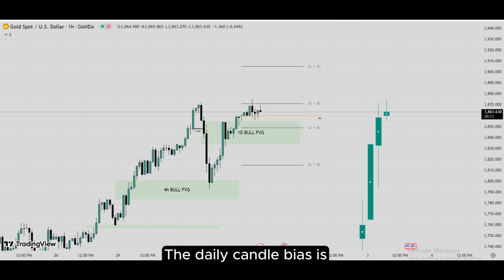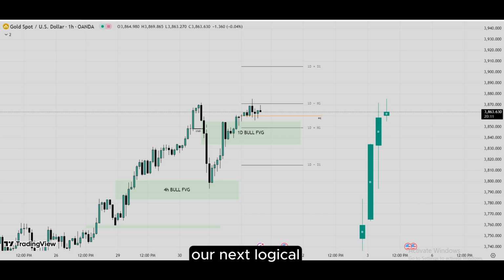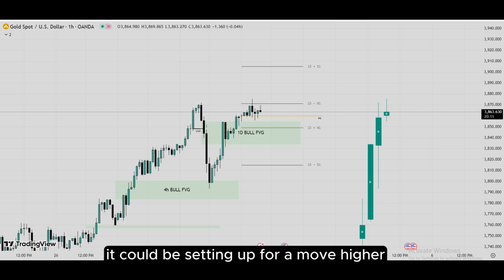The daily candle bias is currently bullish, suggesting buyers are stepping in. If the price can find support and hold steady within this fair value gap, our next logical target would be the upcoming resistance level, so keep a close eye on how gold behaves here. It could be setting up for a move higher.